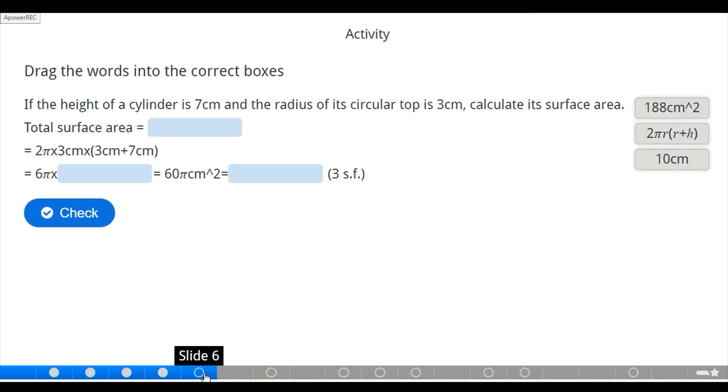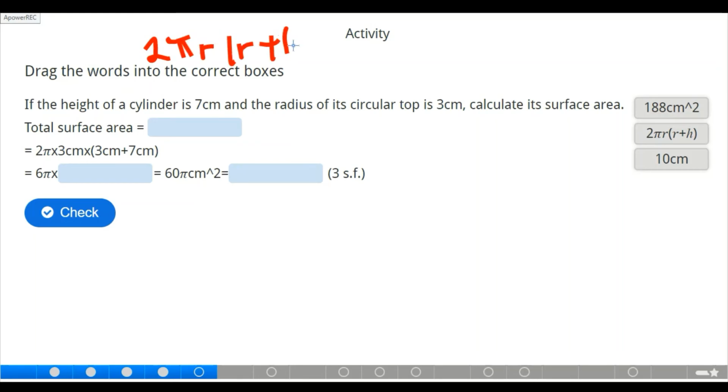Now, let's look at, we want to calculate if the height of a cylinder is 7 centimeter. Height of the cylinder is 7 centimeter. Okay. Now, and the radius of its top is what? Is 3 centimeter. We have to calculate the surface area. The formula for calculating surface area of the cylinder is 2 pi r into r plus h. Remember, we told you that pi is constant. We can take 3.142 or 22 over 7.